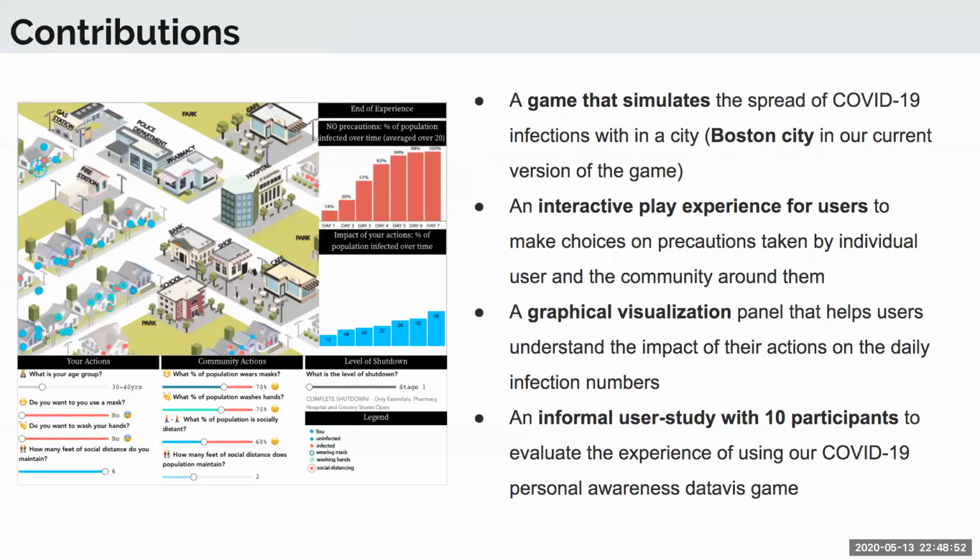In conclusion, through our personal awareness game, our goal was to make people realize how significant it is for every individual to adhere to the guidelines, because a single person's actions can impact the whole community. In order to achieve this, we contributed a game that simulates the spread of COVID-19 infections in the Boston City, an interactive, playful experience for users to make choices on precautions, a graphical visualization panel that helps users understand the impact of their actions, and an informal user study with 10 participants to evaluate the experience of our DataVis game.